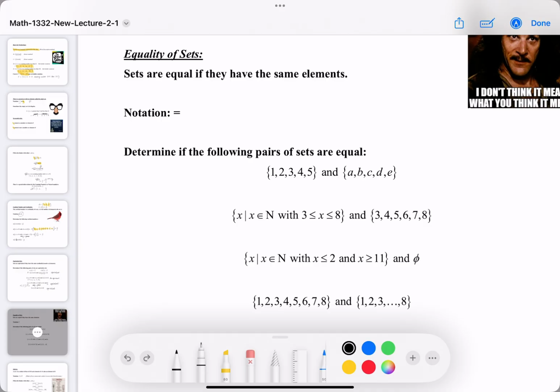Let's see if two sets are equal. On the right, we have 1, 2, 3, 4, 5. On the left, we have A, B, C, D, E. They don't have the same elements, even though they have the same cardinality. So they are not equal.